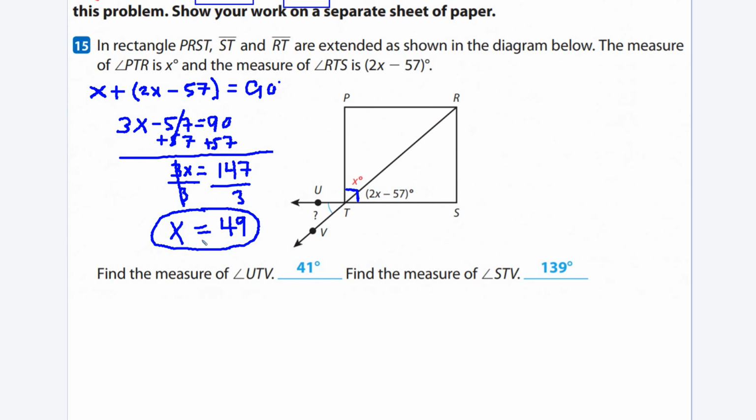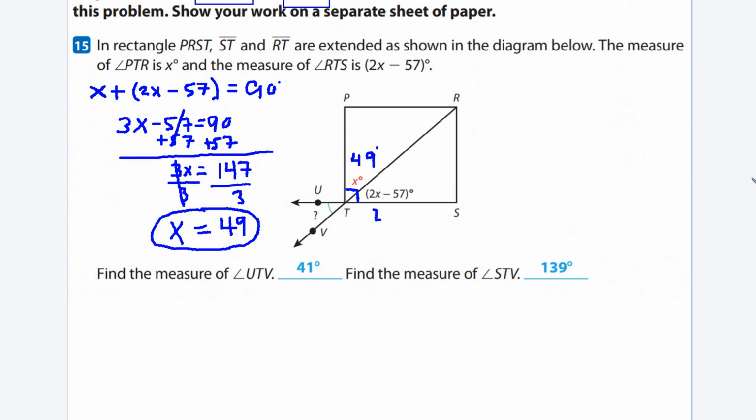Okay. Is that correct? Yes, it is. Okay. So take that back. So we know that x is 49 degrees. And then let's plug it in here.